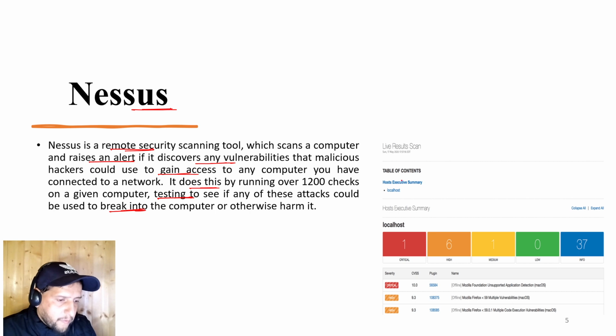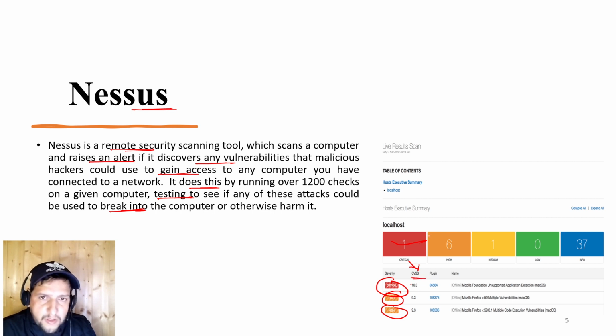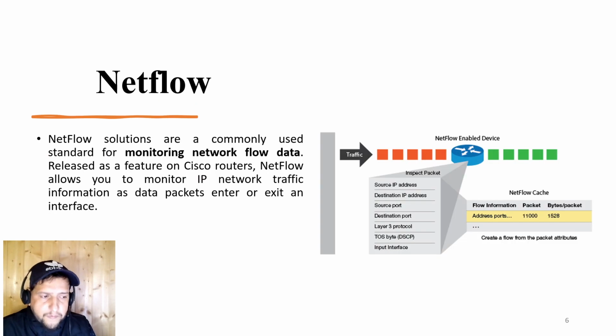So you have Nessus, where it gives you a report of what the critical vulnerabilities are and what the high vulnerabilities are. Once you click on one, it's going to tell you what the vulnerability is and how to fix it. Because it is going to get this from CVSS, the Common Vulnerability Scoring System, which uses a kind of calculator to check the vulnerability.